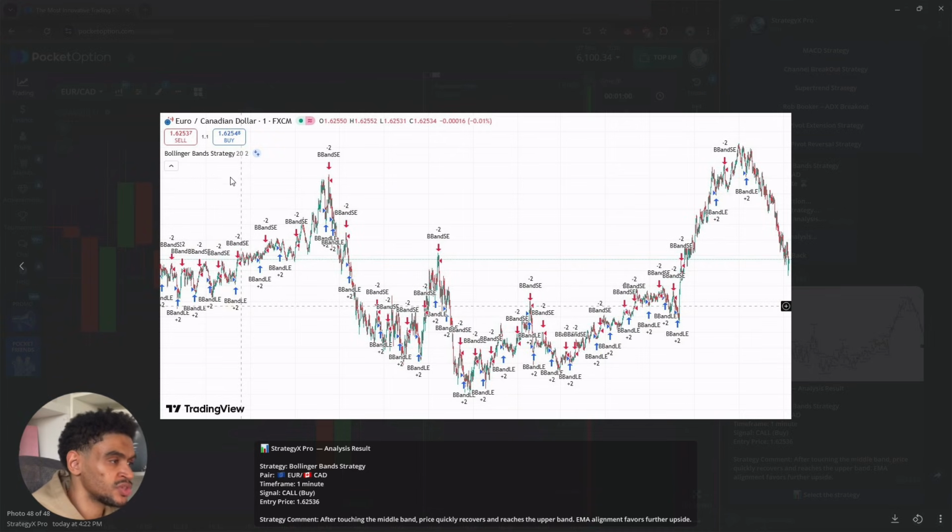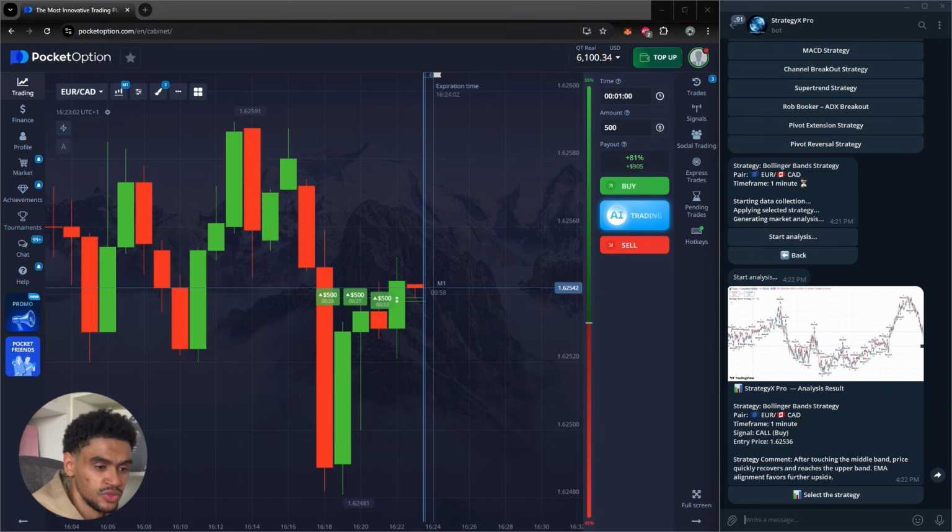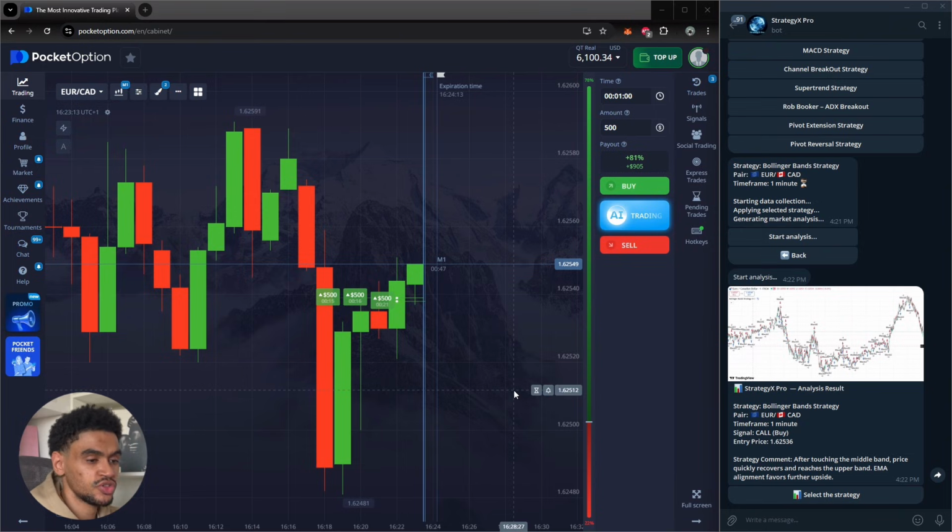You have a chart, you have the strategy applied to it, information is drawn, given to you in a nice and easy to follow form. Strategy comment: after touching the middle band, price quickly recovers and reaches the upper band. EMA alignment favors further upside. You have everything that you need: analysis, screenshot, entry price, everything that you would need. You are right now trading with a strategy of a professional trader.